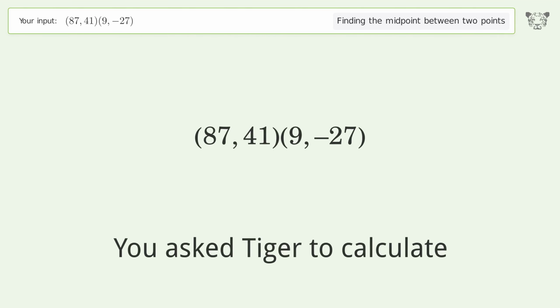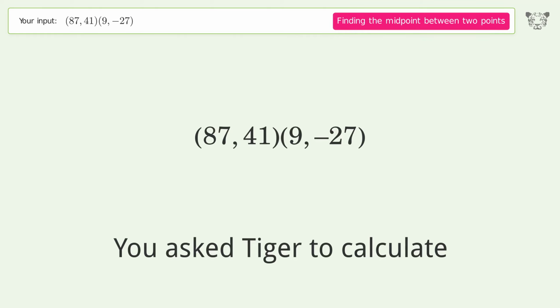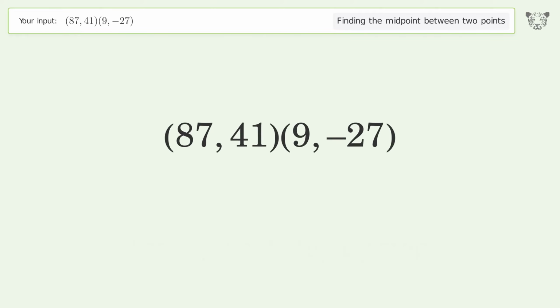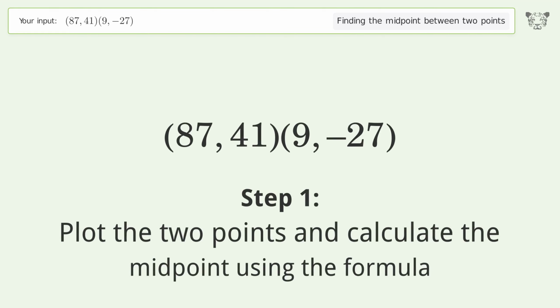You ask Tiger to calculate. This deals with finding the midpoint between 2 points. The midpoint between the 2 points is 48,7. Let's solve it step by step. Plot the 2 points and calculate the midpoint using the formula.